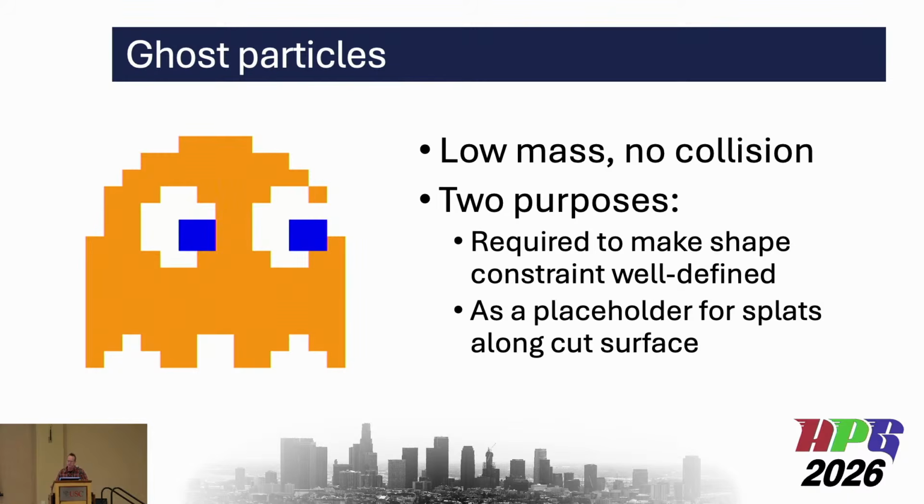So the ghost particles serve two purposes. First, the shape constraint is under-constrained if a transformation from the rest pose to the deformed pose can't be uniquely determined. In that case, the covariance matrix of particle positions can't be inverted. Adding ghost particles helps prevent this problem. Second, in our model, we index splats relative to the indices of the particles, so we can't have splats in a cell unless we also have the particle that defines that cell.